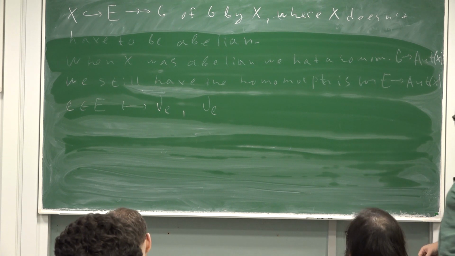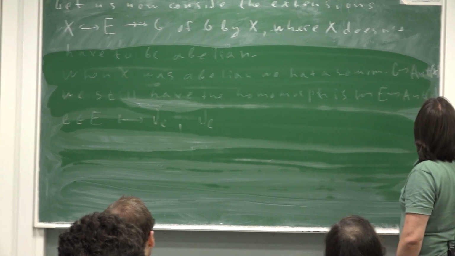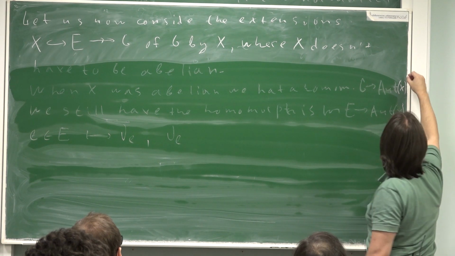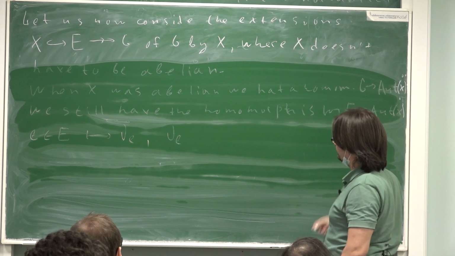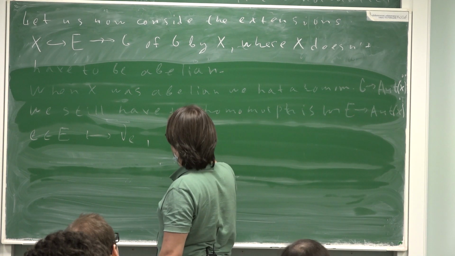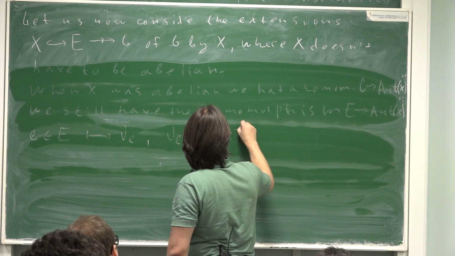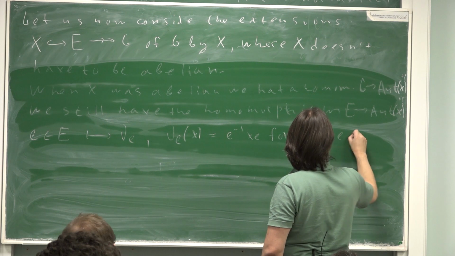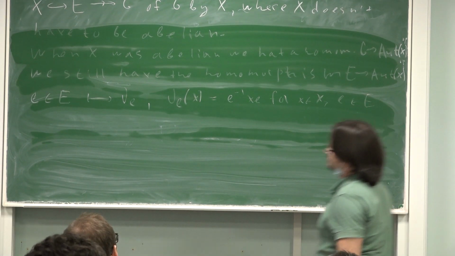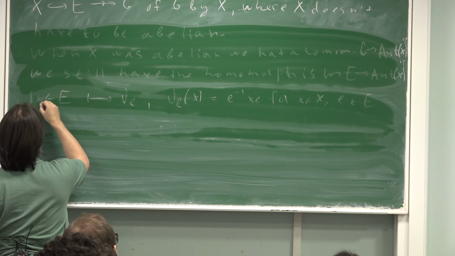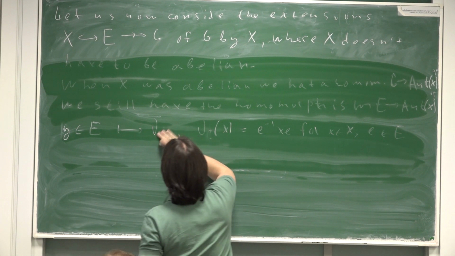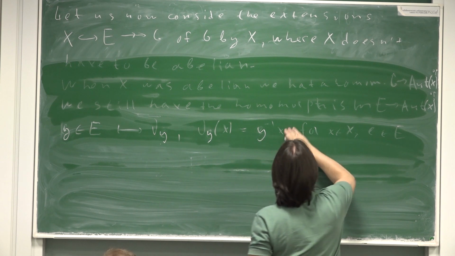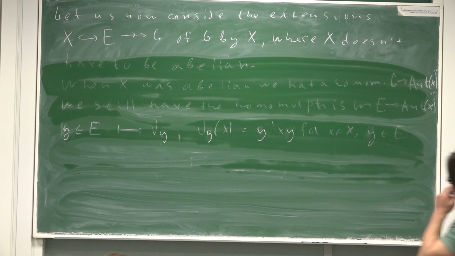Well, probably I'm a little wrong, because in fact we need to put here op. So nu e of x is e minus 1 x e, for x in X, e in E. No, e is not a very good letter. Let it be y. Yes, and since X is normal, we have really a homomorphism from E to Aut X op.